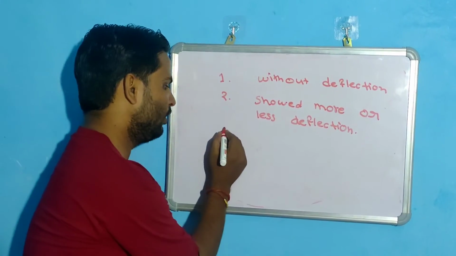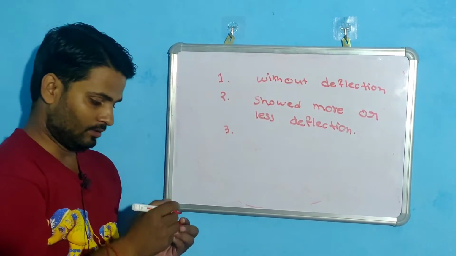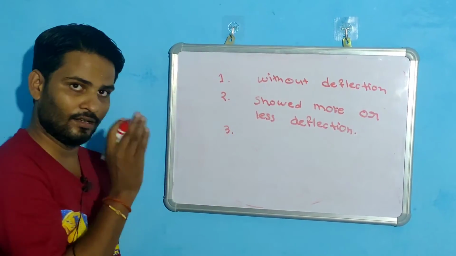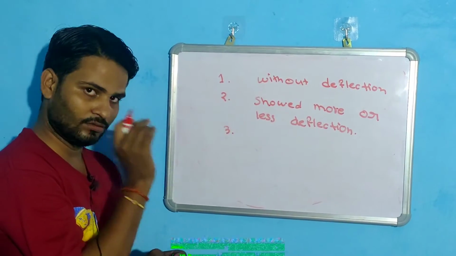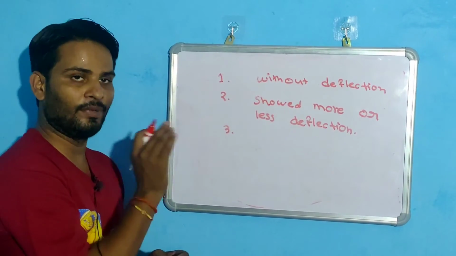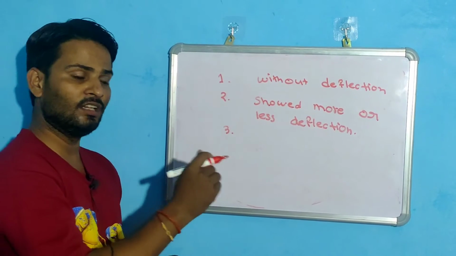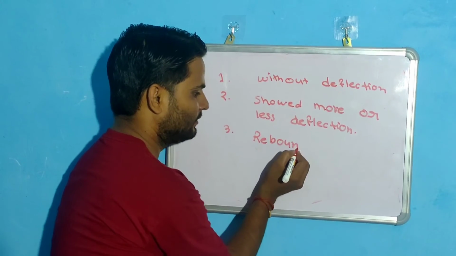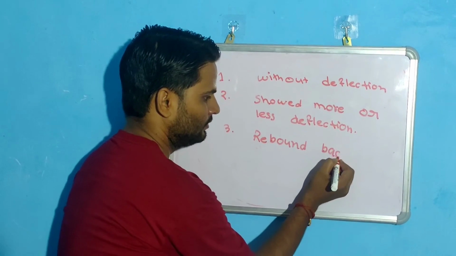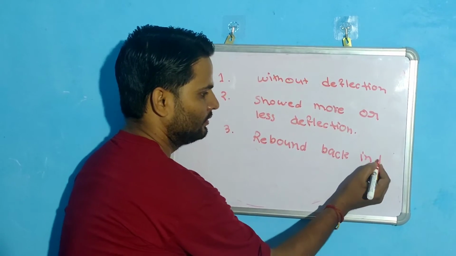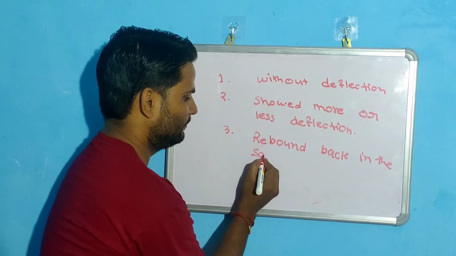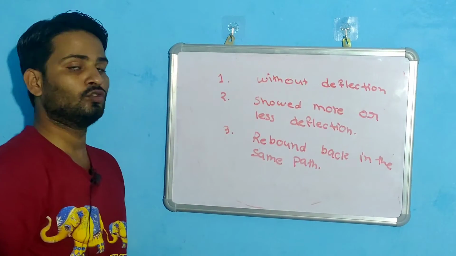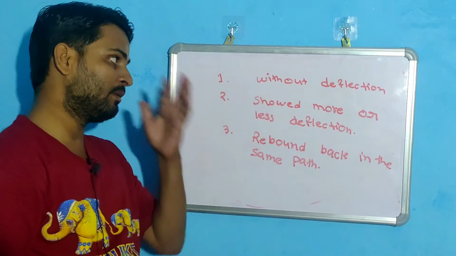The third observation he made was that inside an atom there is a place where, when the alpha rays went to that place, they rebounded back in the same path.